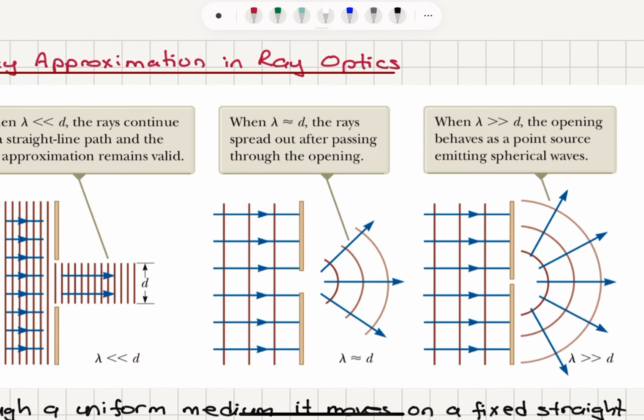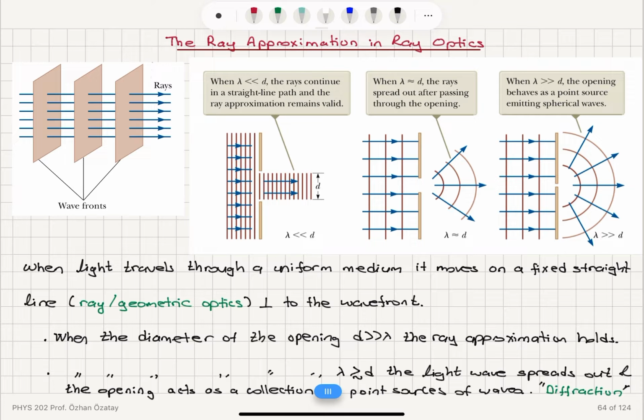Another extreme is when the slit width is so small, it's much less than the wavelength of the incoming waves. The opening will behave as a point source emitting spherical waves. So now we have only one point here that is basically creating these spherical waves.